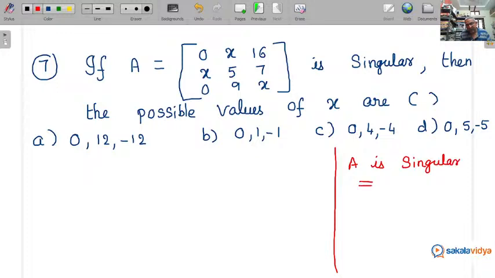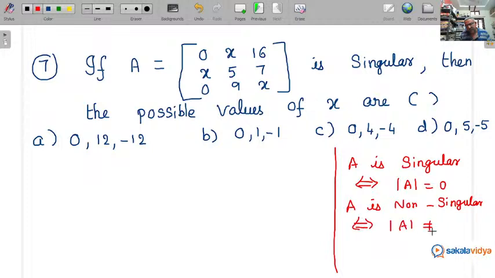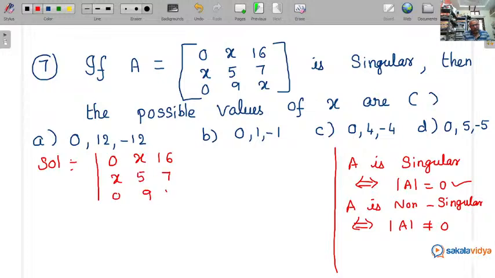So A is singular means det A is equal to 0. A is non-singular, so that means det A does not equal 0. So A inverse does not exist means det A is 0, you remember. So now det A is equated to 0. So we get now the determinant of 0 x 16, x 5 7, 0 9 x.